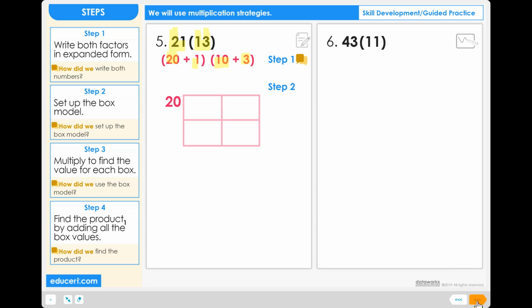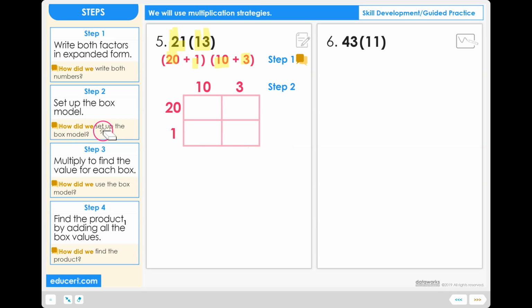We will start off with the first factor going along the row side, starting with 20 on the top row and 1 on the bottom row. We will then write 13, or 10 plus 3, along the top column, starting with 10 and then 3 over the second column. We have set up the box model. It is ready to be our personal multiplication table.